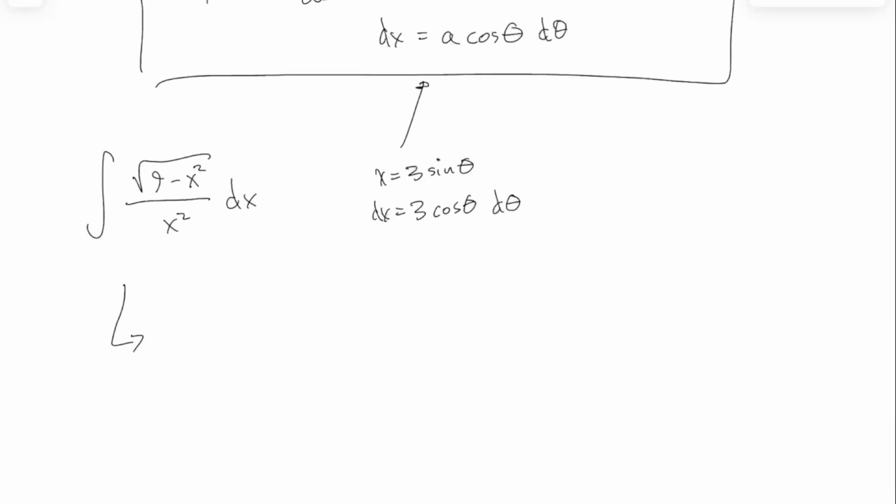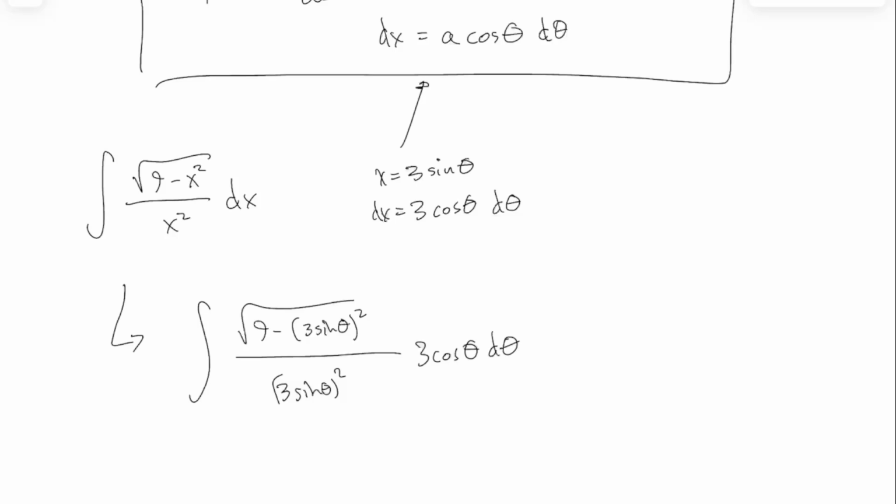We should begin by plugging stuff in. Up top, 9 minus x squared becomes 9 minus (3 sine theta) squared. And on the bottom, x squared is just (3 sine theta) squared, with a d, and then the dx becomes 3 cosine theta d theta. All right? The dx is important, of course. Don't forget to change the dx into a something or other with a d theta in it. And now we should try to simplify as much as we can. Any suggestions for simplifying?